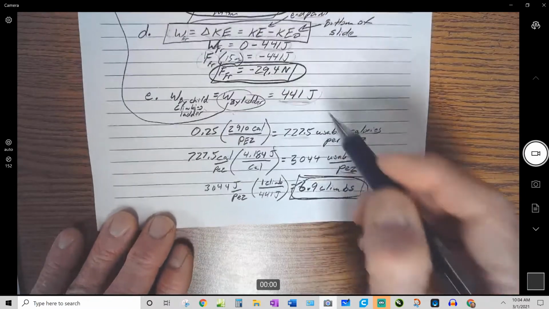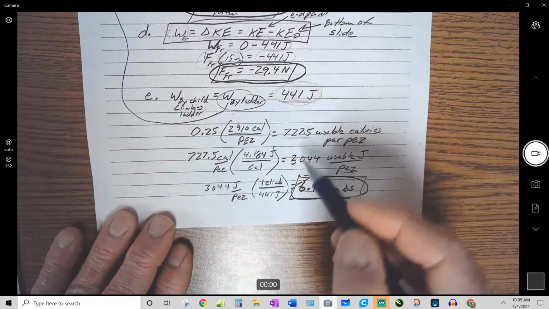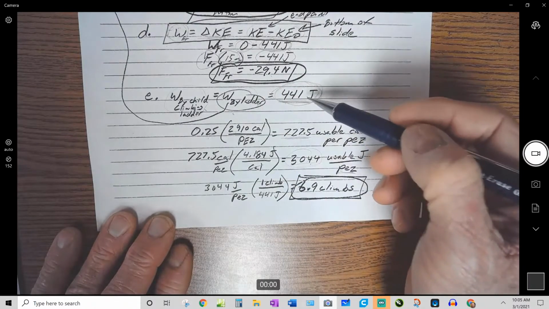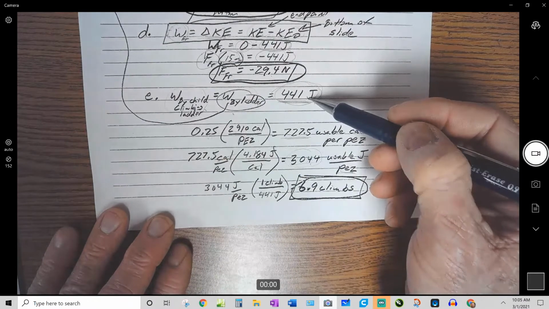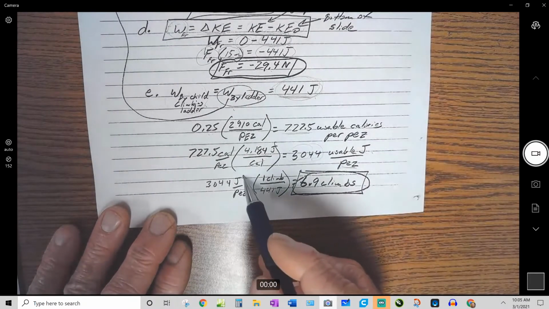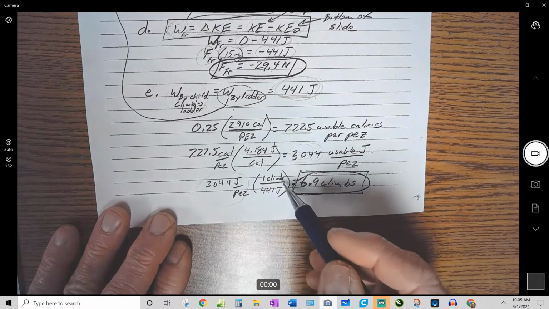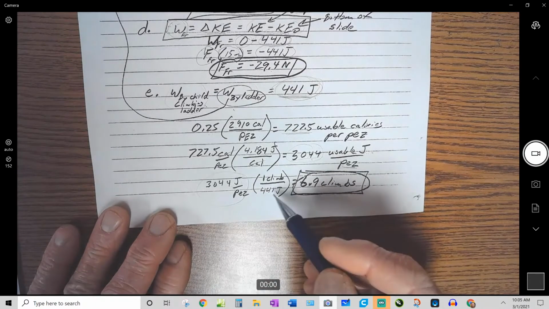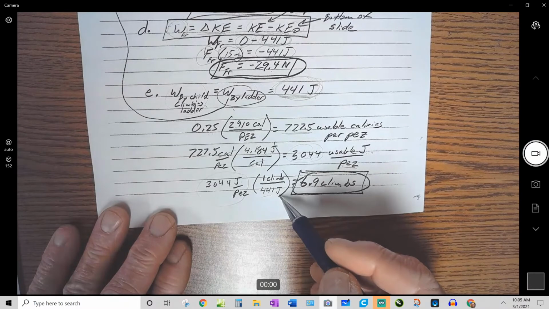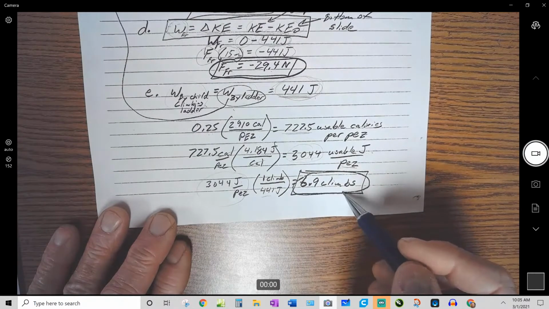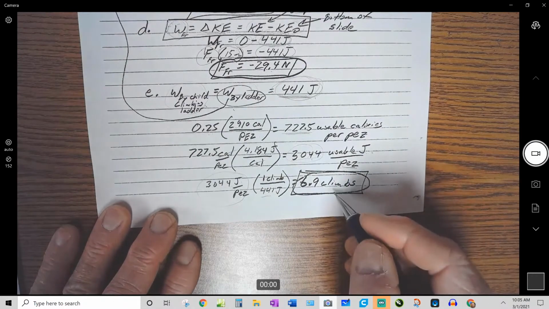And this is how many joules it takes to climb once. This is how many I have, so this is going to be way more than enough to do that at least once. 3,044 joules per Pez times one climb per 441 joules. The joules cancel out, and I get 6.9 climbs per Pez.